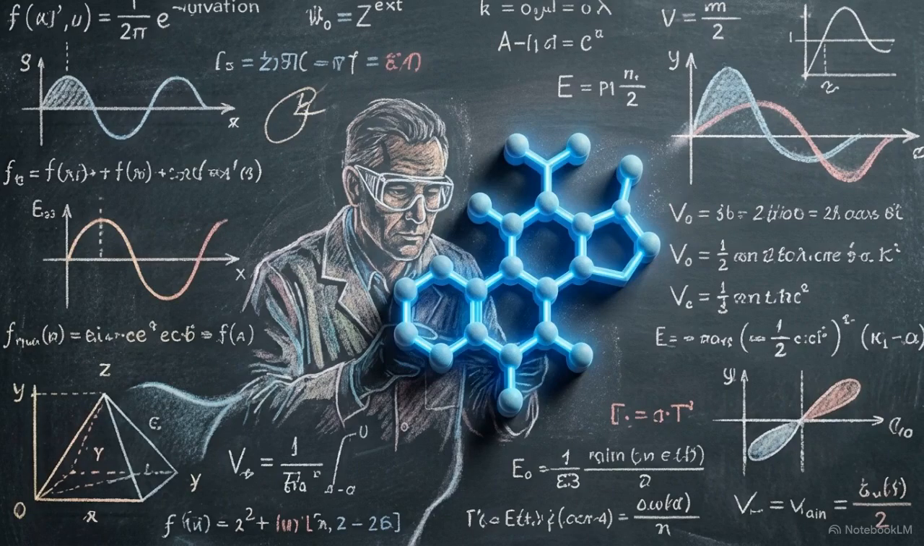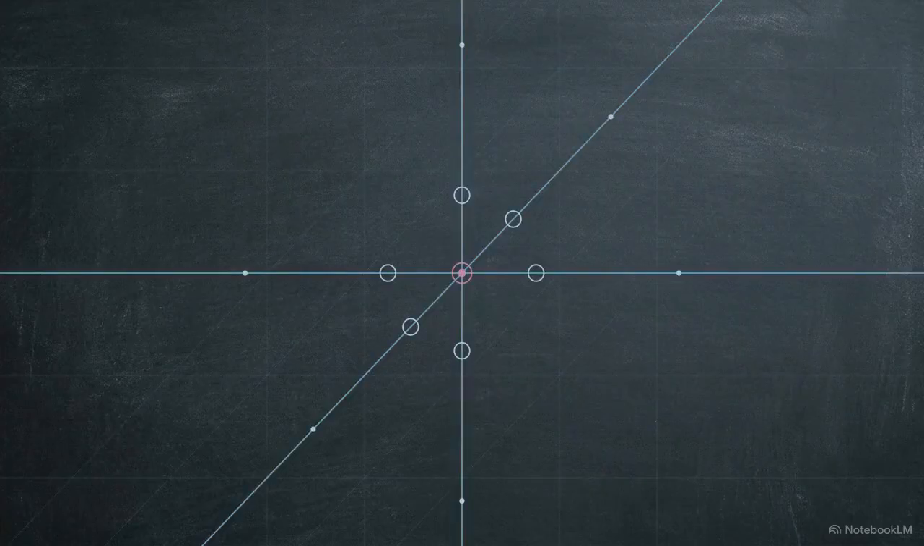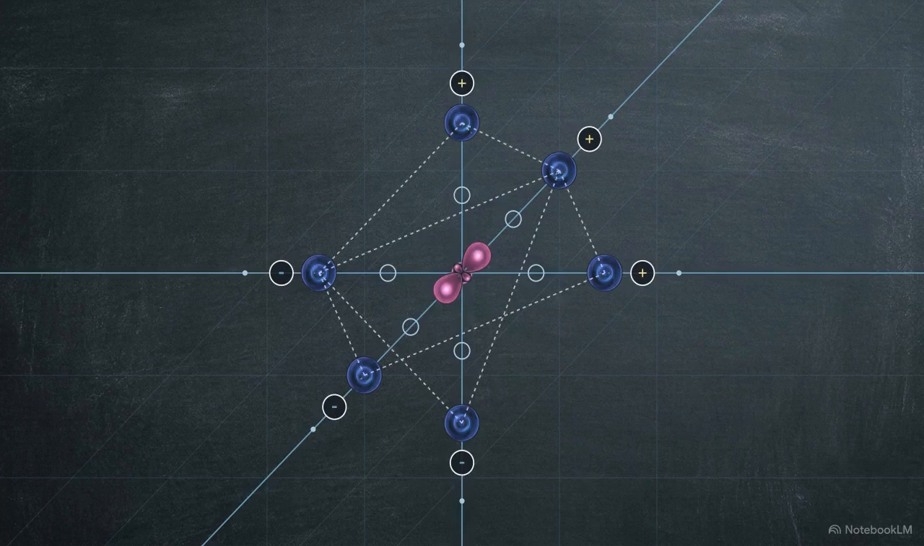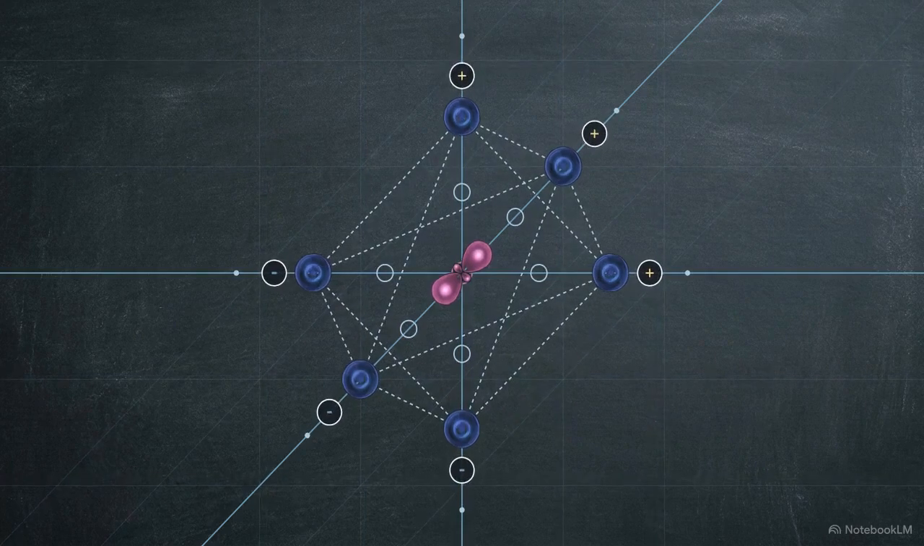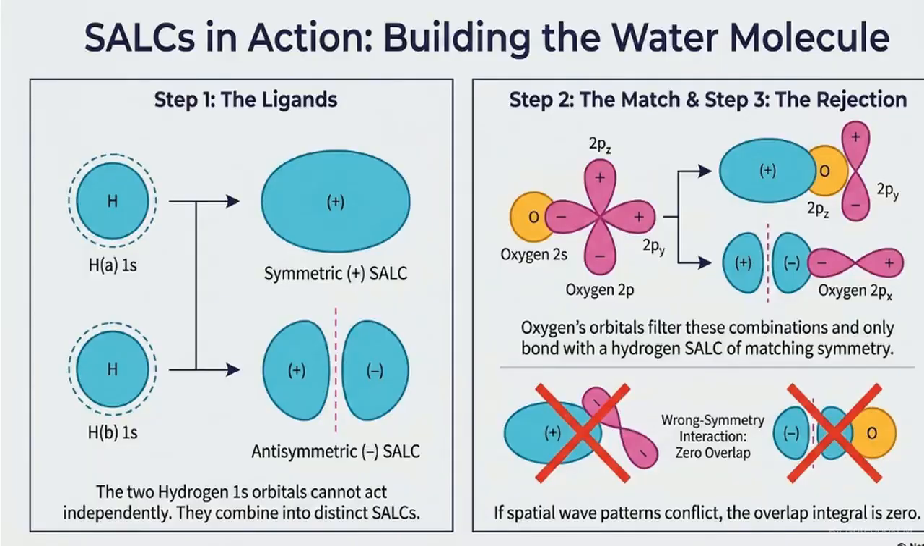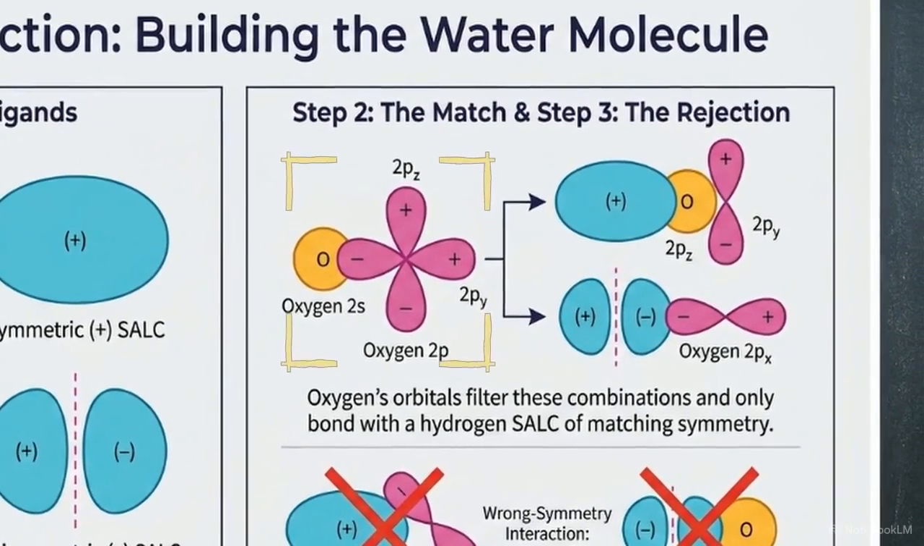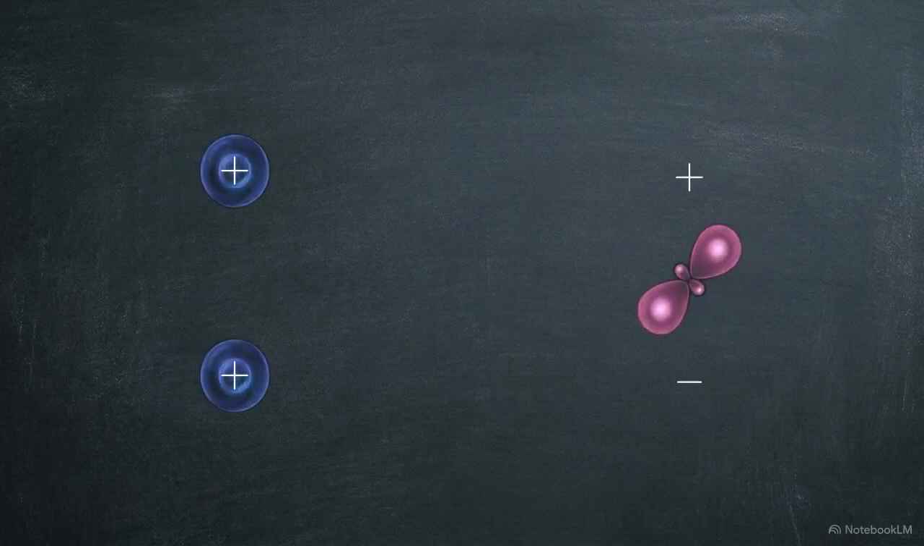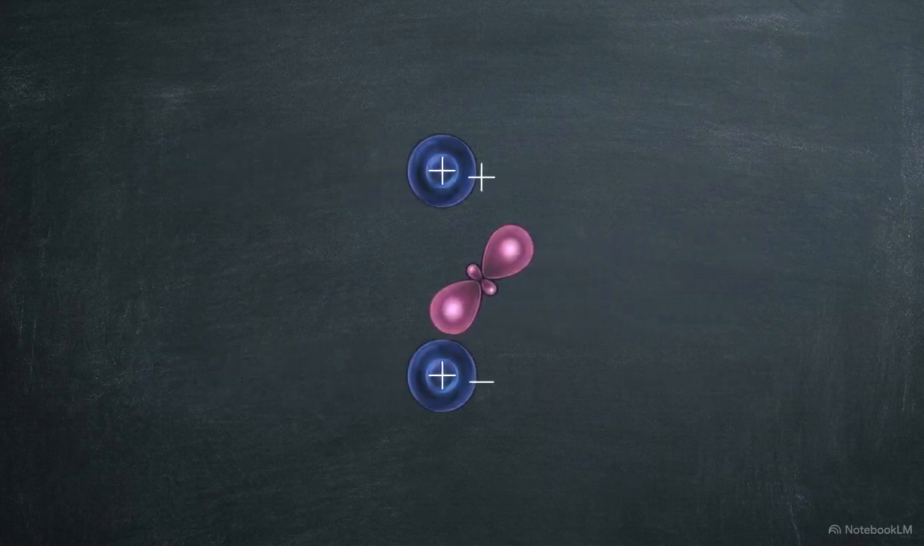To apply this to an entire molecule, scientists build symmetry-adapted linear combinations, or SALCs. These are specific, mathematically allowed orbital combinations that perfectly match the geometric symmetry of the entire molecular structure. In this diagram of the water molecule, the two outer hydrogen 1s orbitals combine into symmetric and antisymmetric SALCs. The central oxygen atom acts as a strict geometric filter, only accepting interactions with hydrogen SALCs of identical spatial symmetry.